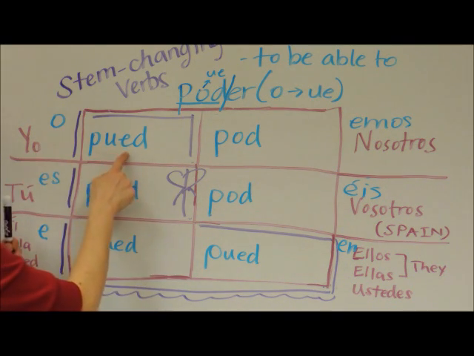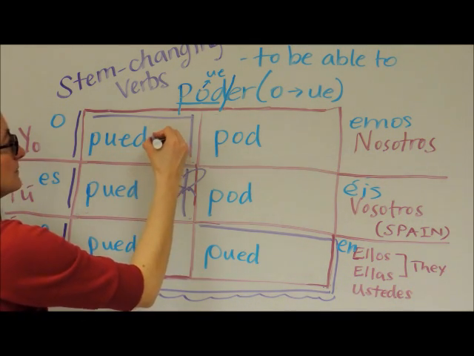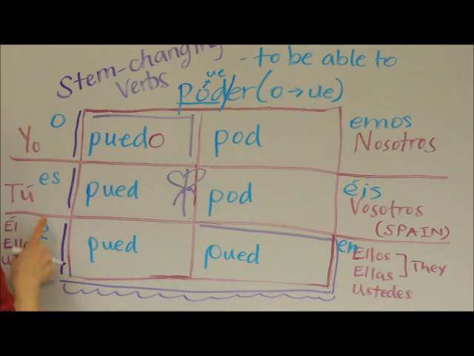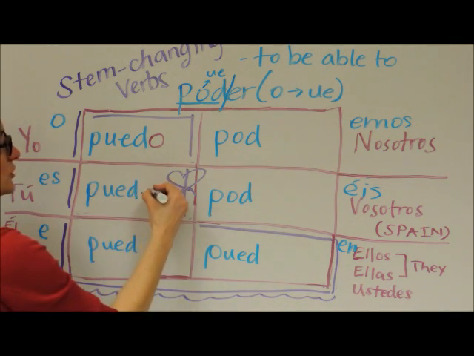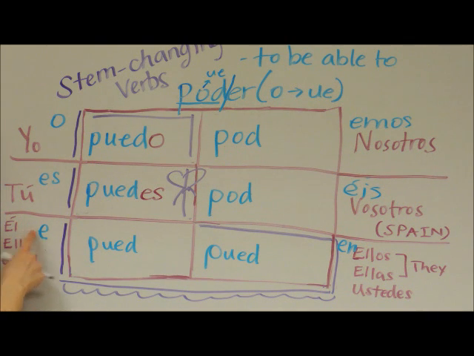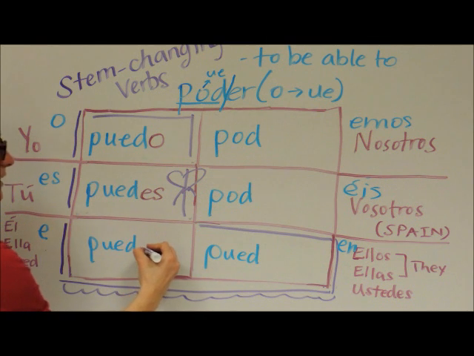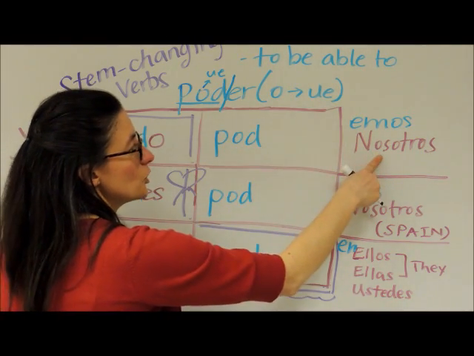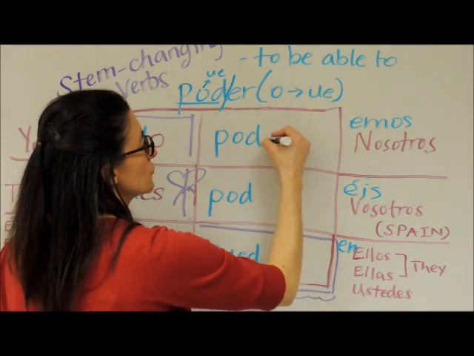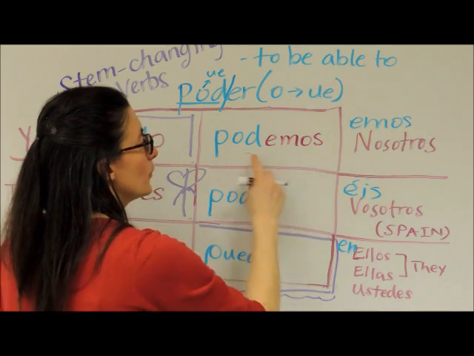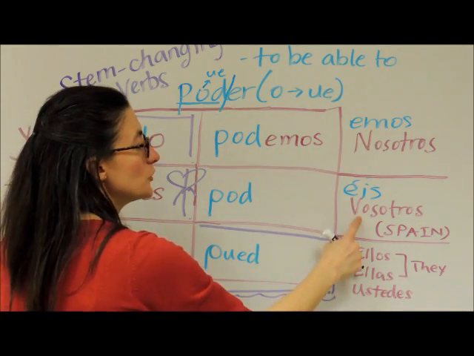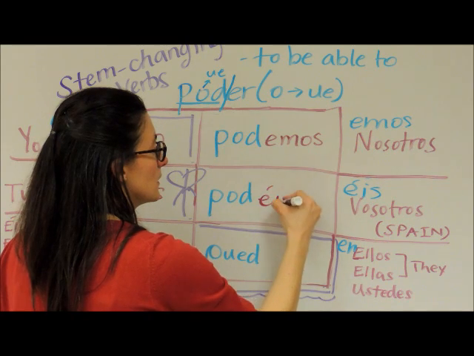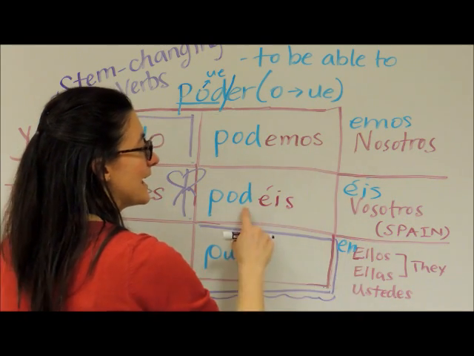So we have yo puedo, I can. Tú puedes, you can. Él puede, ella puede, usted puede. He can, she can, you, formal, can. We have over here nosotros podemos, with our old stem. Podemos, we can. Vosotros podéis, you all can in Spain.